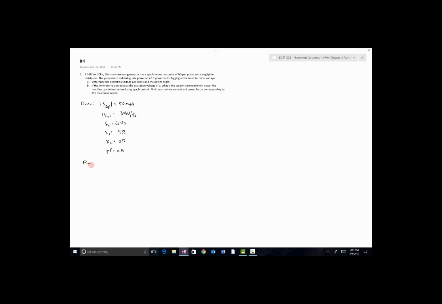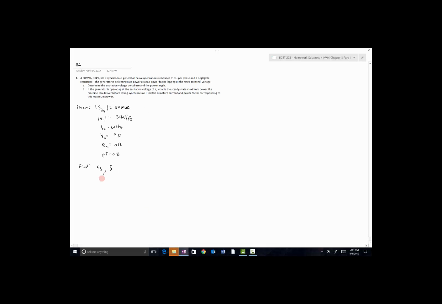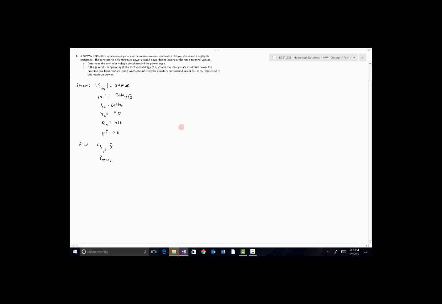We are asked to find the excitation voltage, which is EF, and the power angle, which is delta. And then we're asked to determine the maximum power the machine can provide before losing synchronism, the armature current, and the power factor at Pmax.